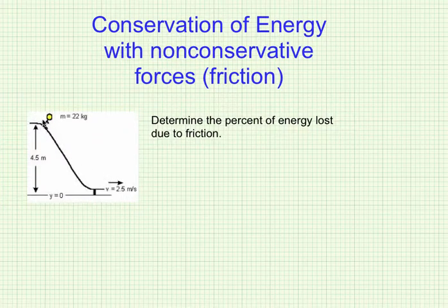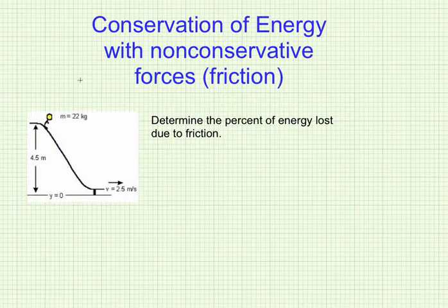And we know that he starts up here on the top of the hill at 4.5 meters, meaning he's got potential energy at the top. And then down at the bottom, we can see that he's moving, and so that indicates that he's got kinetic energy. But what's going to happen in this case is these two terms are not going to be equal to each other, and they're not going to be equal because friction was involved.